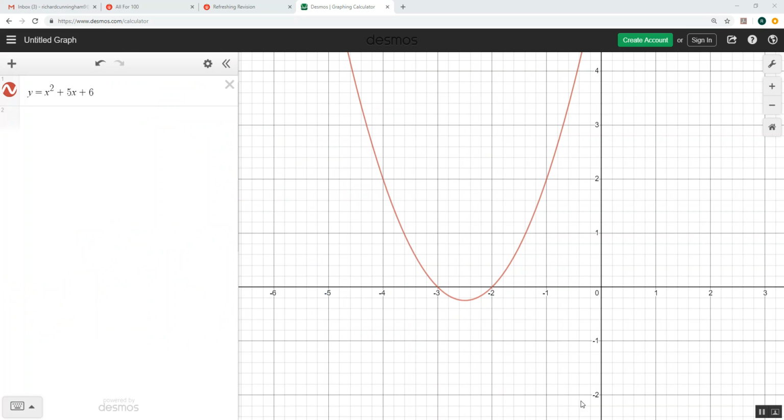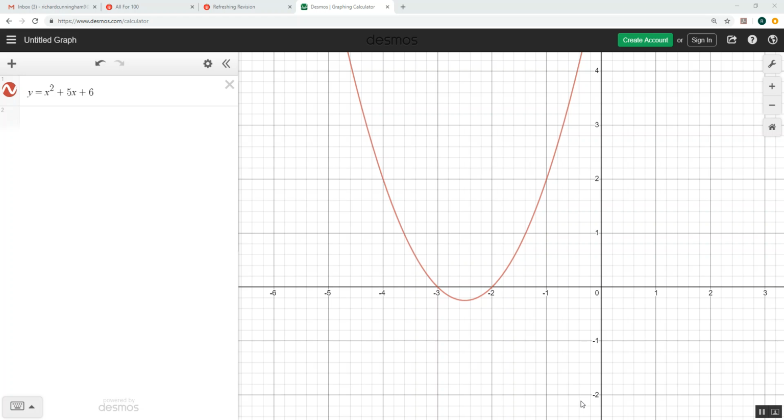Here is our quadratic function, y equals x squared plus 5x plus 6. Even before I graphed it, we know that this is what shape? U. Concave up. Why do you know it's concave up? The coefficient in front of the x squared is positive. In other words, the number in front of the x squared is a positive number.